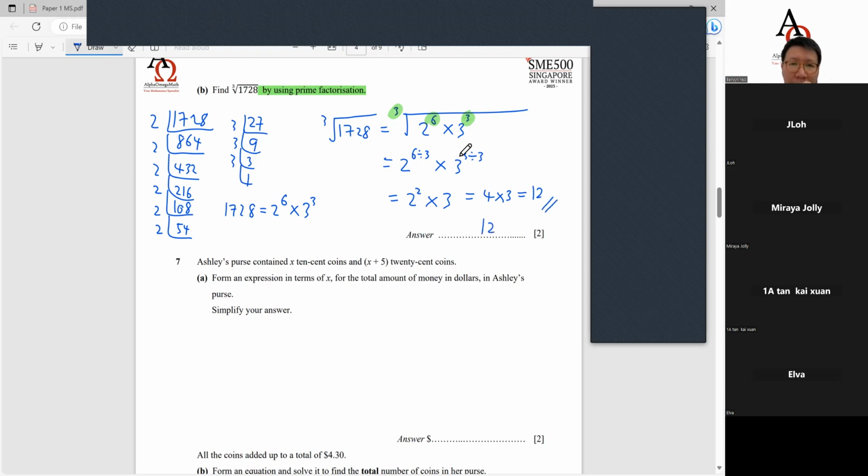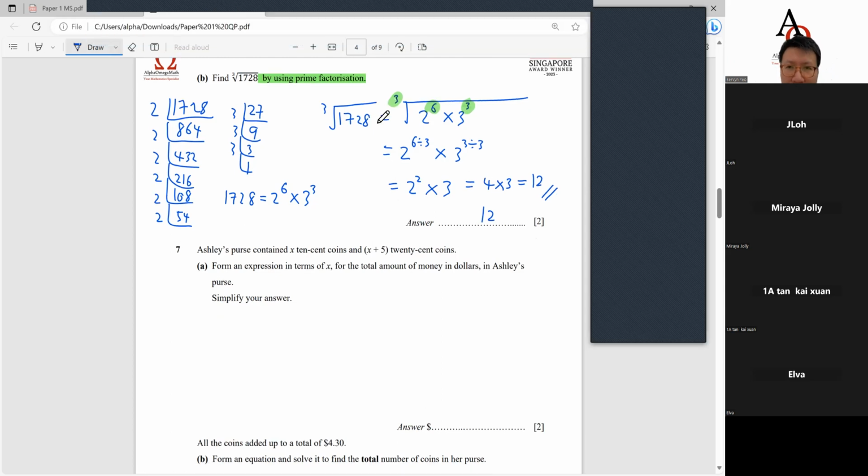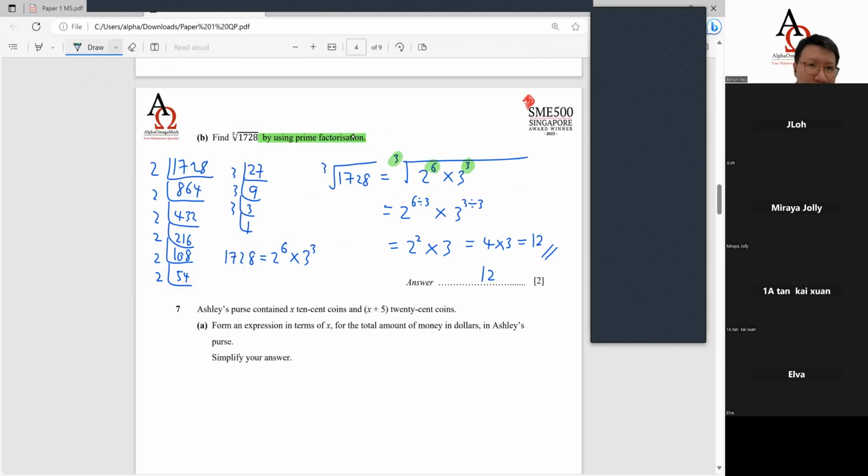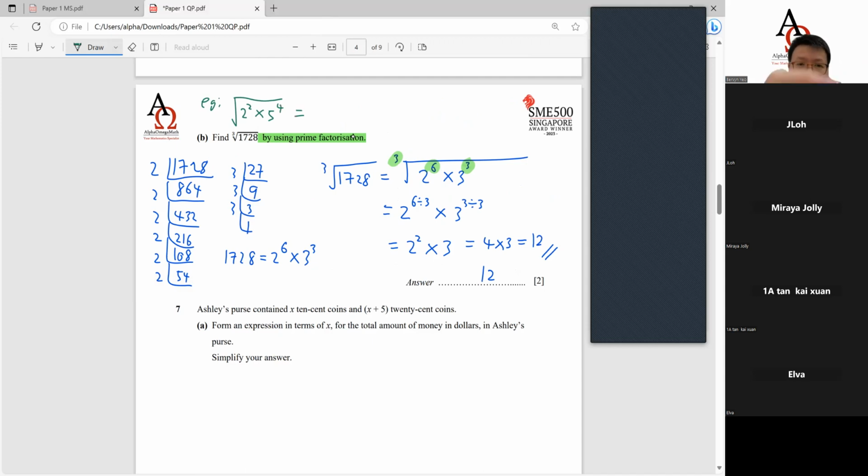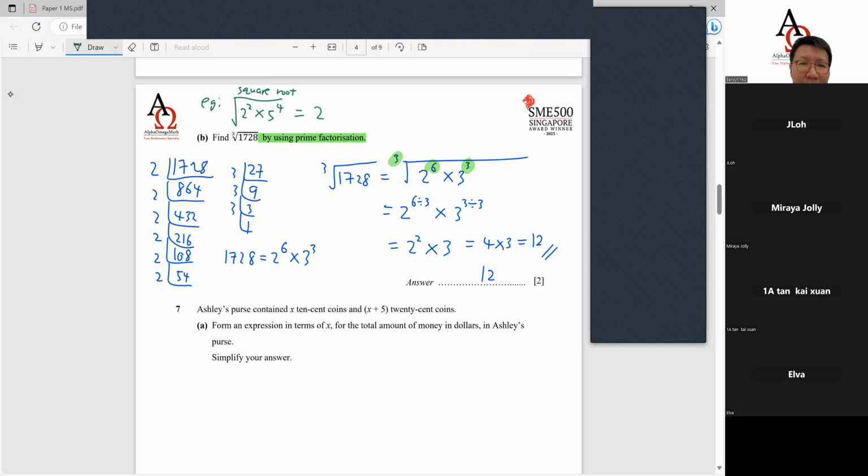Okay? So just to recap, for cube root, you divide the power by 3. For square root, you divide the power by 2. Let me just show you a quick example on top here. I'll do it in green also. So if I have the square root of 2 squared times 5 to the power of 4, this is a square root, right? For square root, what's going to happen is that I can divide the powers by 2.